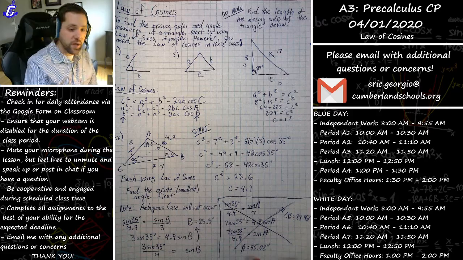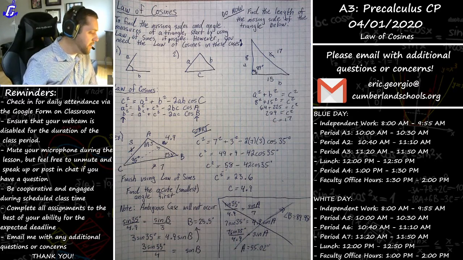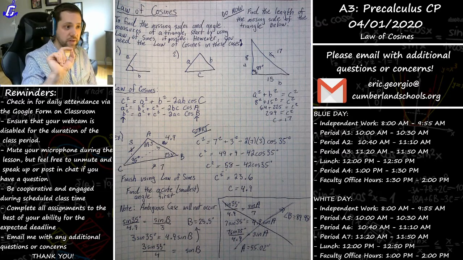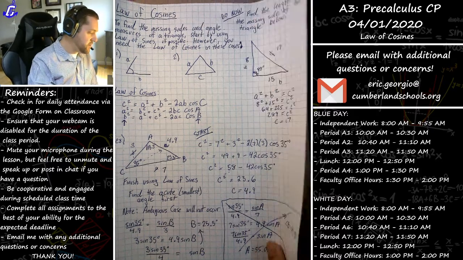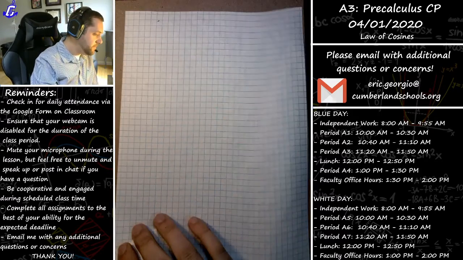All right, let me show you another example. That was an example of if you're given two sides and the included angle. Let me show you an example if you're given just all three sides, what to do.